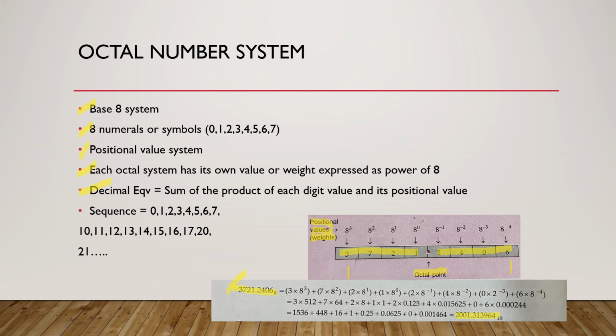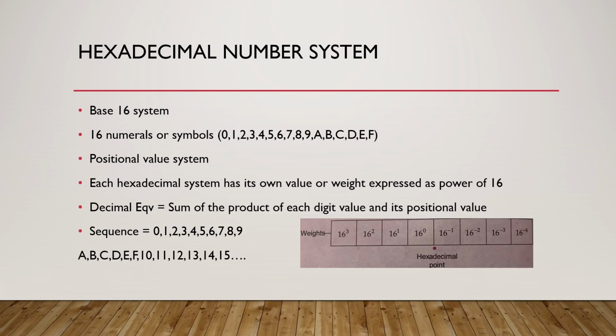The sequence of the octal number goes as 0, 1, 2, 3, 4, 5, 6, 7, followed by 10, 11, 12, 13, 14, etc. We can also see that each successive number after 7 is a combination of 2 or more unique symbols of the octal system. Now we will look at the hexadecimal number system.